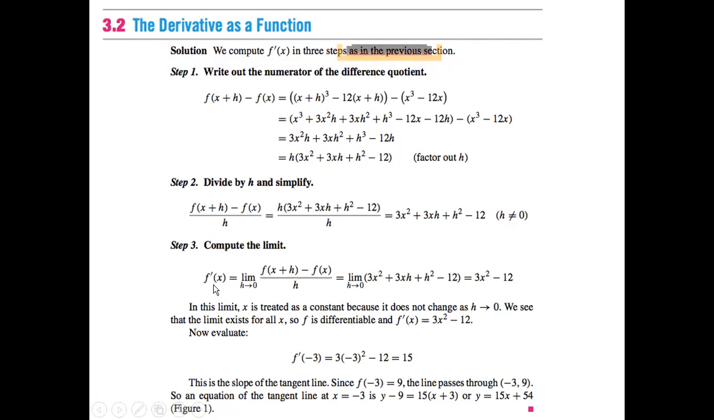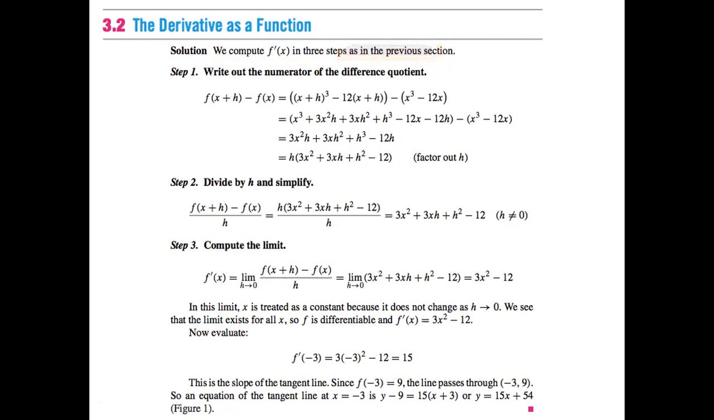And finally, you can compute the limit. What I might do as step 1, they're now doing first, just doing the algebra as a preliminary step. So you compute that limit. In 3x squared plus 3xh, as h goes to 0, that's going to vanish. As h goes to 0, that h squared is going to vanish. And you're left with 3x squared minus 12.